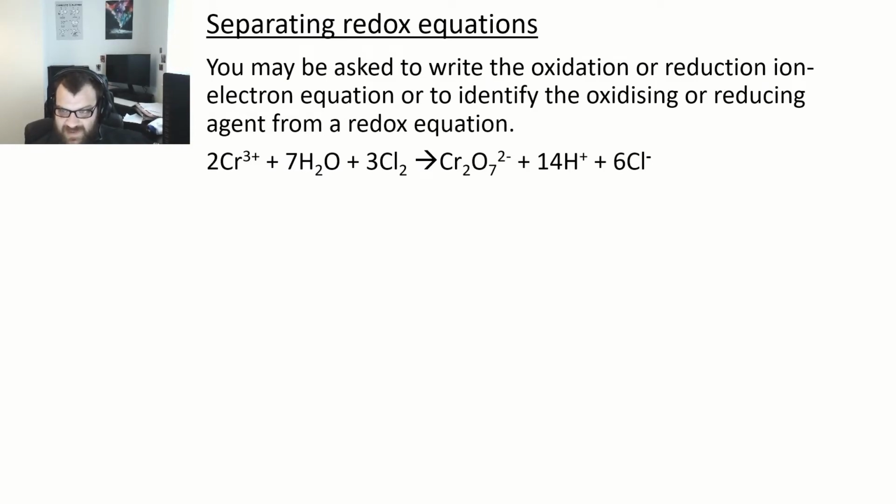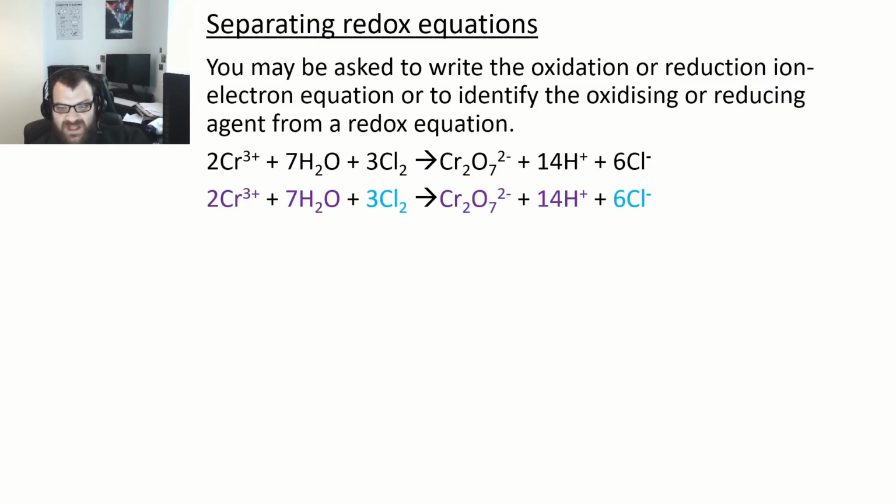We want to try and separate these out into 2 parts and look at what things go together. For me personally, the chlorine is the easiest part to start with. What you'll be able to see is that we have 3 Cl2, so 6 chlorines in total, and on the right hand side we have 6 Cl minus, again 6 chlorines.